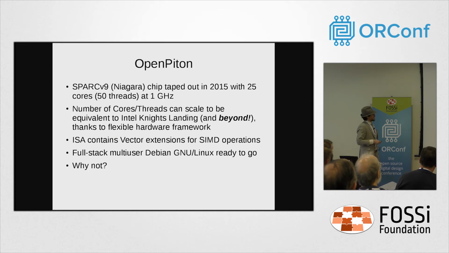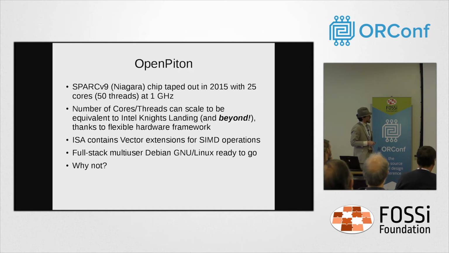So about OpenPiton. Originally it was a Sparc v9 Niagara chip taped out in 2015 with 25 cores, 50 threads at 1 gigahertz. Thanks to the framework, the number of cores and threads can scale to be equivalent to Intel Knights Landing and beyond. I believe the limit now is about 500 million cores. Also, my main point of contact with OpenPiton has been Jonathan Balkind, and I believe he presented last year in Bologna. He's very knowledgeable. Also, the other benefit is the instruction set architecture contains vector extensions for SIMD operations.